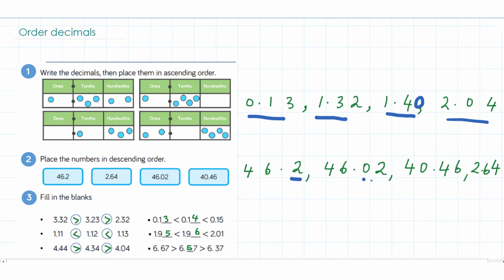So I hope you weren't caught out by these. Same digits, but you got 2 tenths there and no tenths here. So this is going to be bigger. 4.62 is going to be the bigger number. And then fill in the blanks here.